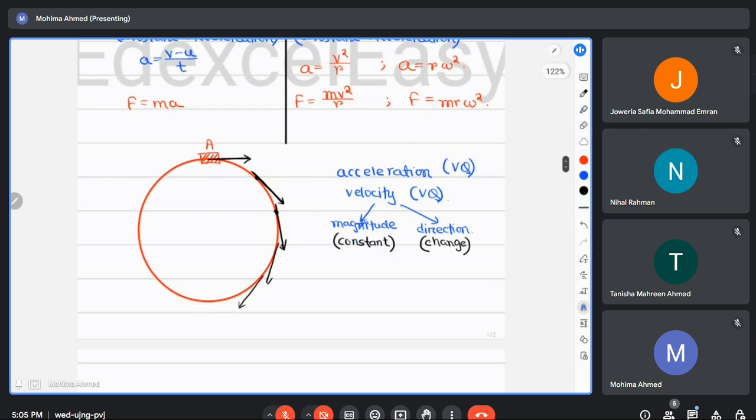Is there any problem from this explanation? Any questions from this part?